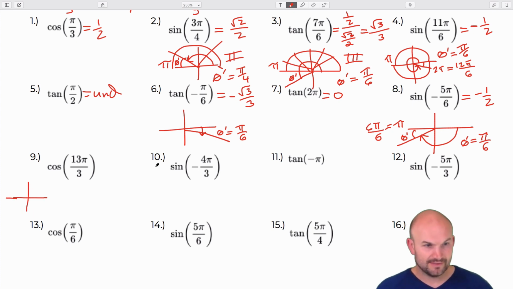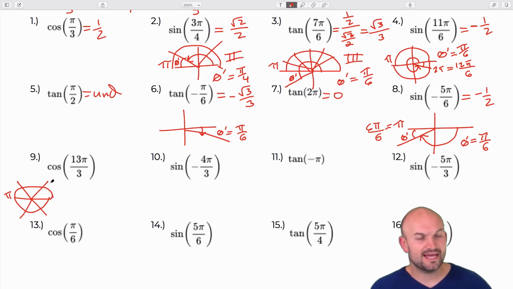So the counting method is basically taking the unit circle and breaking pi up into thirds. Then basically we're just going to count until we get to 13 pi over 3 and see where that angle is.